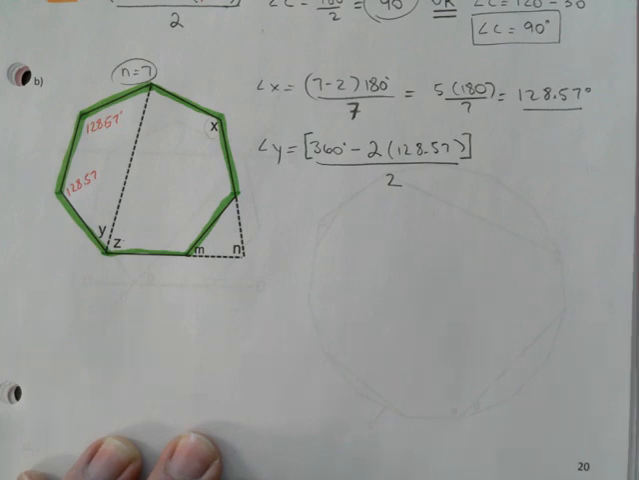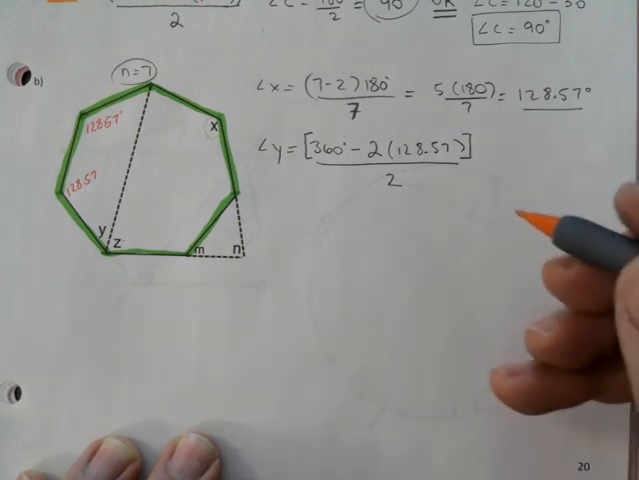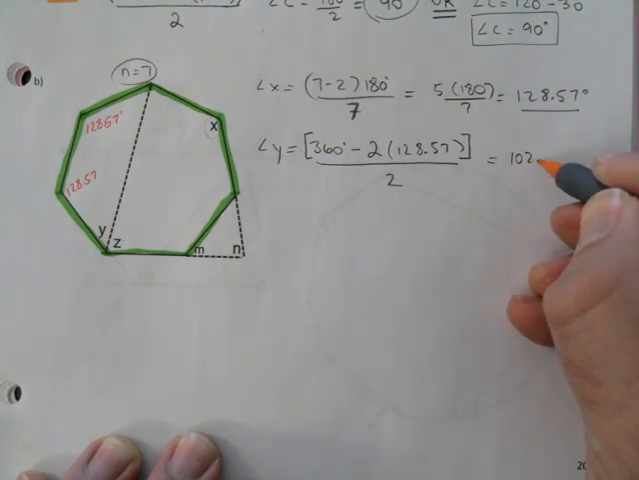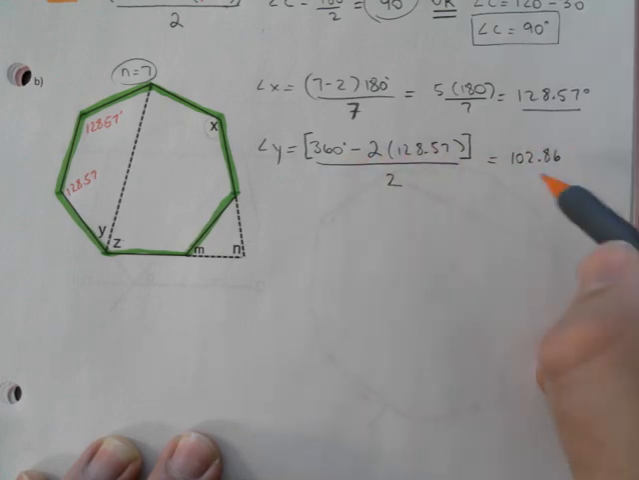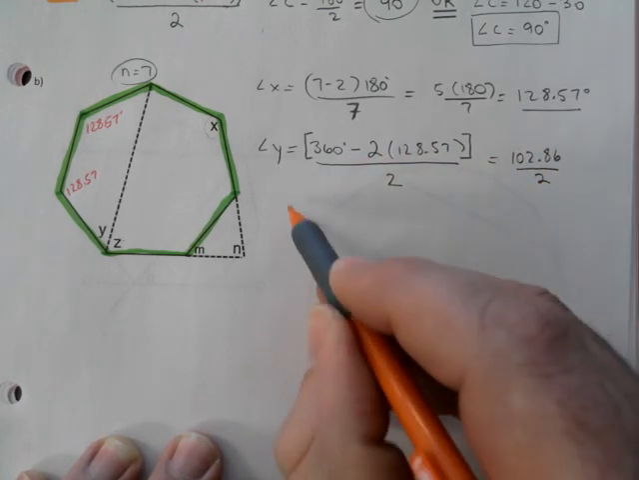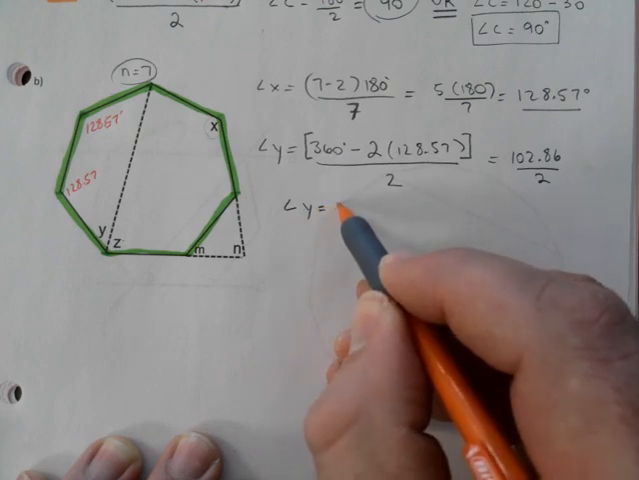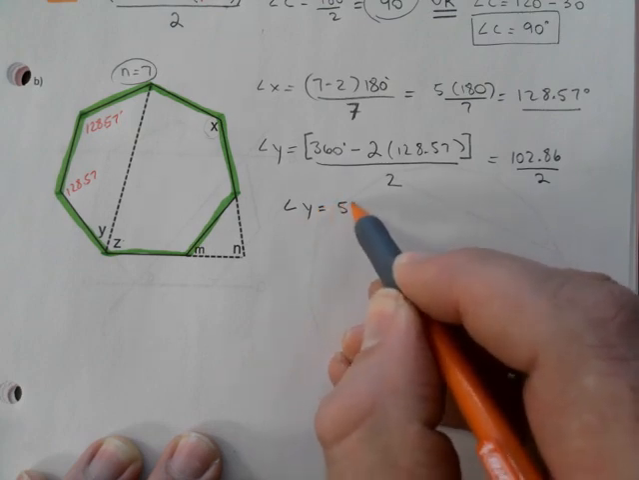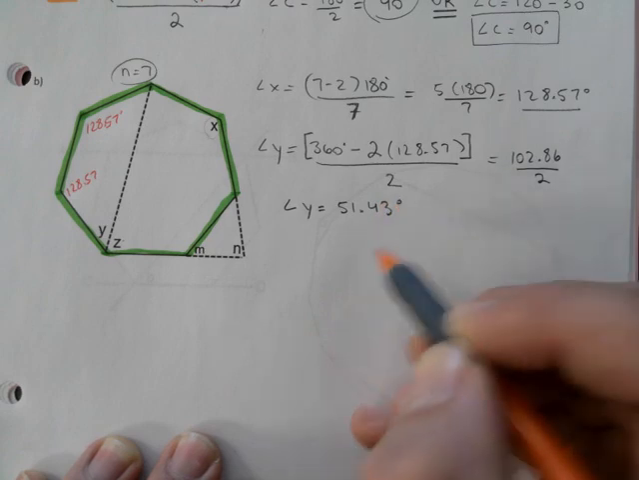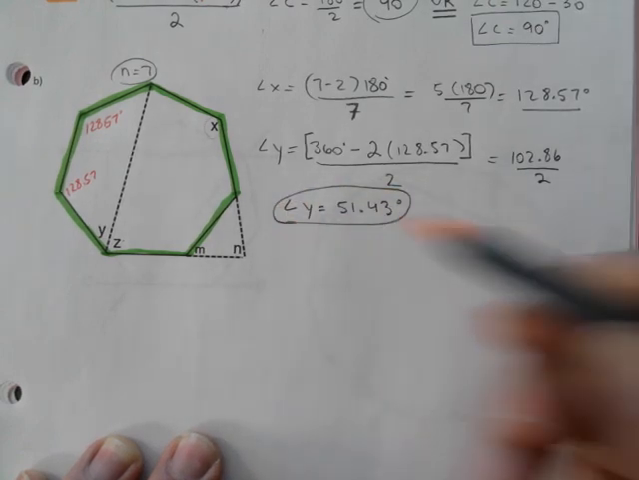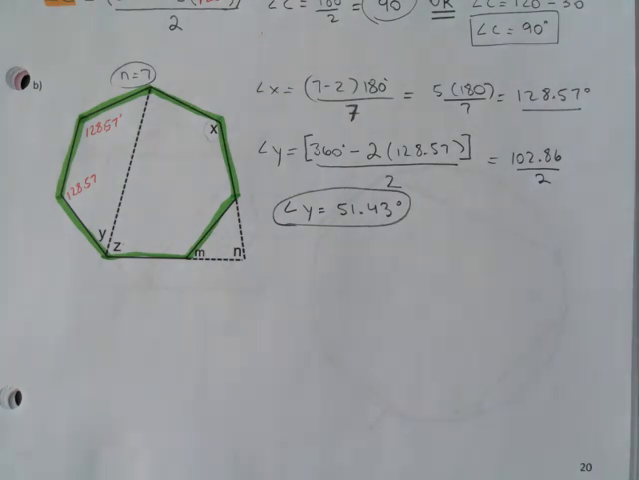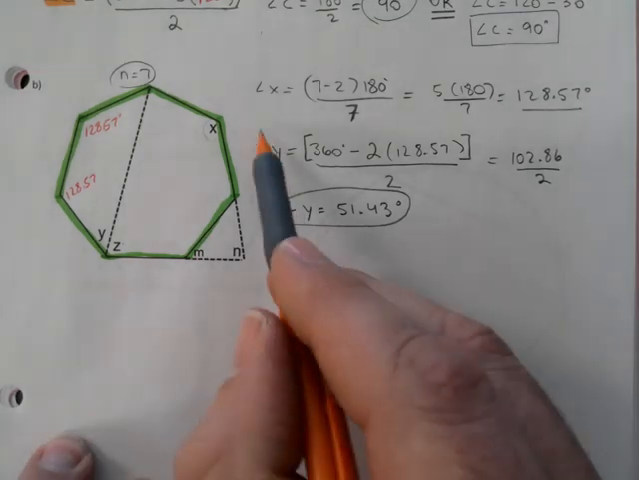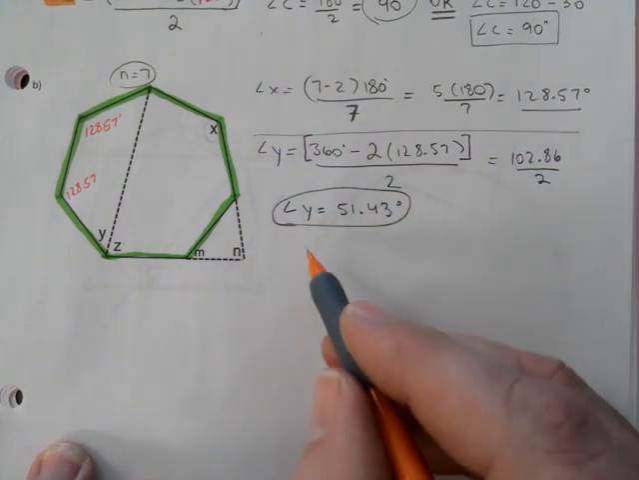So y will be 102.86. That's what I get here. And you divide that in half. I'm running out of room there, so y is 51.43. And some of you probably did it slightly differently. You got 51.42. I know some of you got 51.42 because you did it a different way. That's fine. I'll explain to you why. So there it is. That's why.